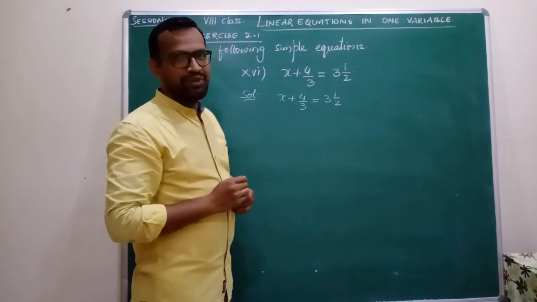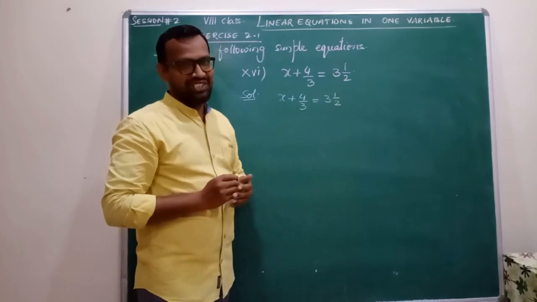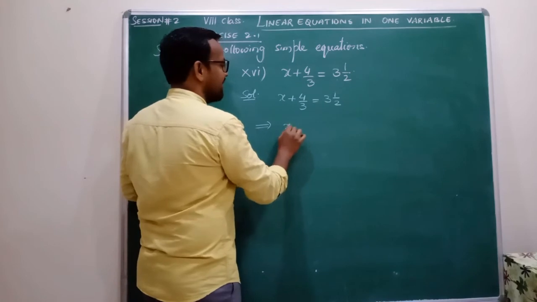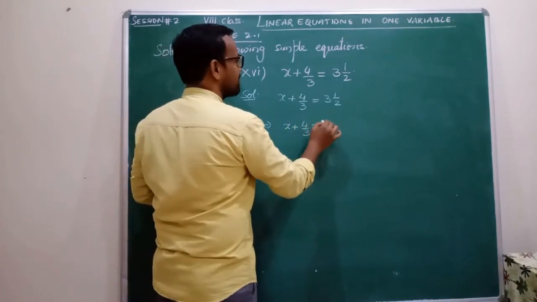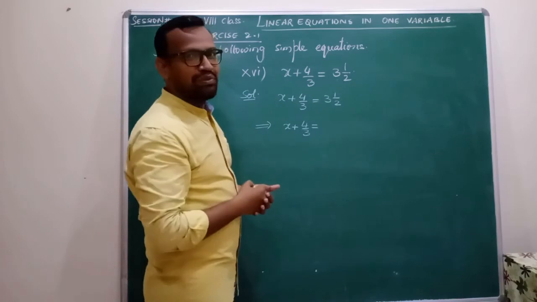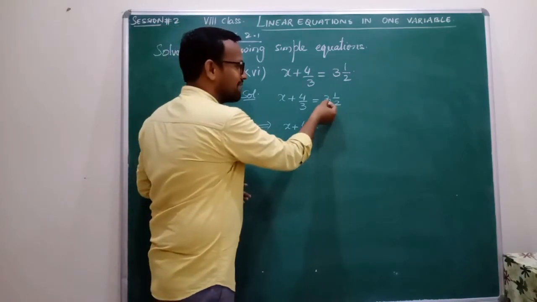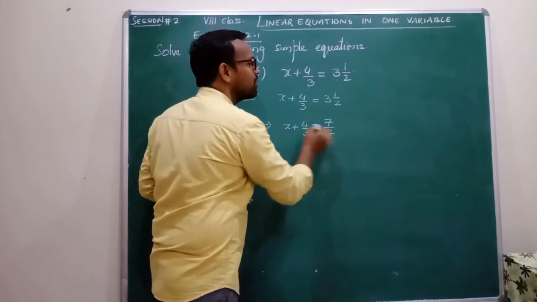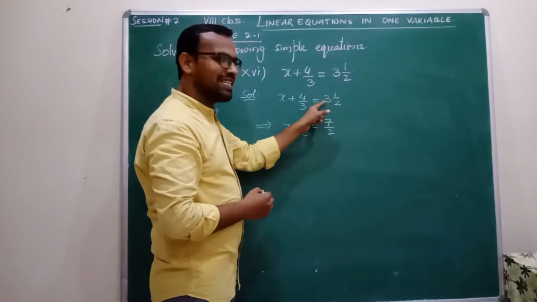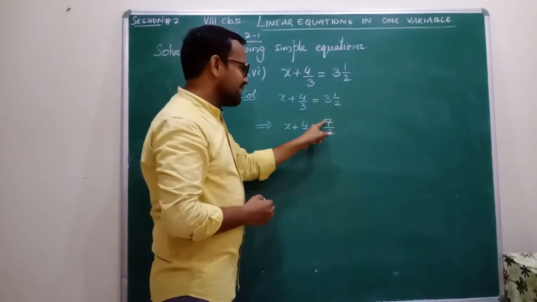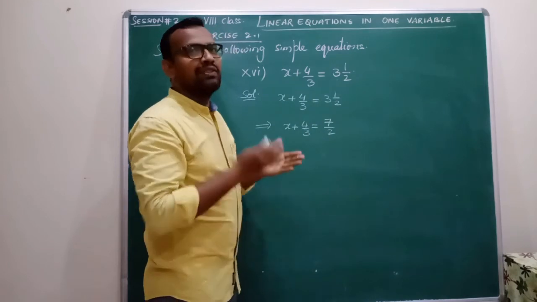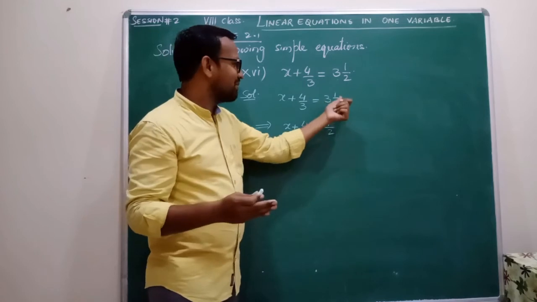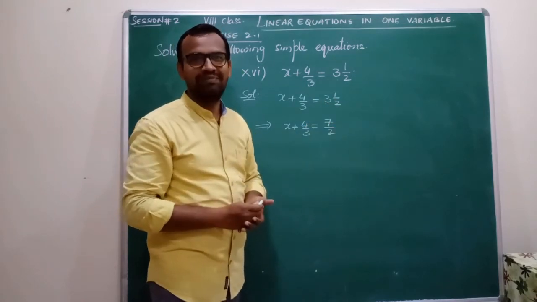Now before transposing, let me simplify this mixed fraction so that it becomes a simple fraction, right? So that implies x plus 4 by 3, which is equal to, how are we going to do this? Pretty simple. 2 3s are 6. 6 plus 1, 7. 7 by 2. So 7 make two parts. 3.5, 3.5. Isn't it? So 3.5 can be written as 7 by 2.